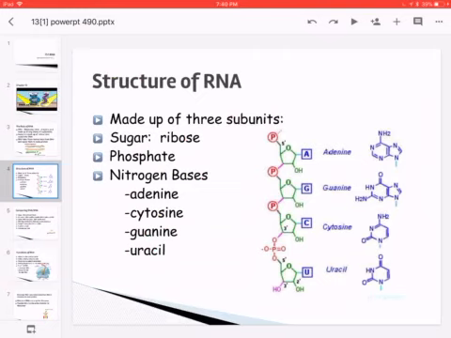The structure of RNA includes, like I said, a sugar, a phosphate, and a base. The sugar is different from DNA because the sugar in RNA is called ribose. The phosphoric acid is the same, and then the nitrogen bases are slightly different. The nitrogen bases for RNA are adenine, cytosine, guanine, and a different base called uracil. So uracil is replacing the base called thymine.